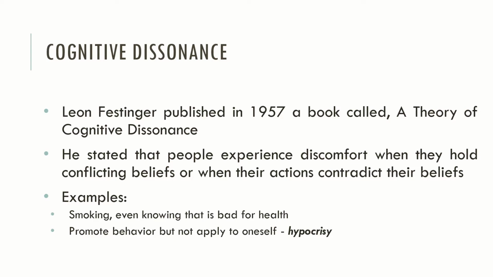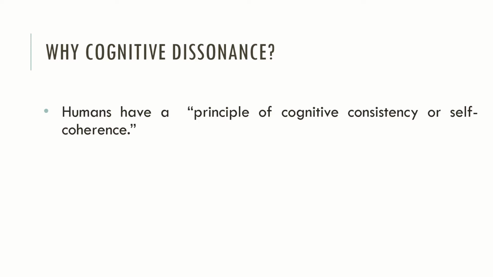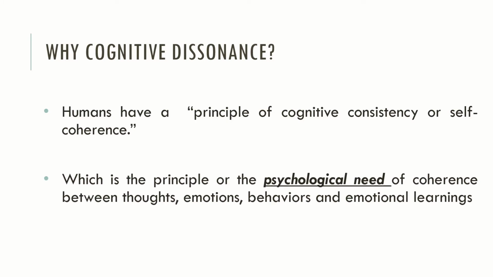So, why do people have cognitive dissonance? Because humans have a principle of cognitive consistency or self-coherence, which is a psychological need, and we can talk about this in the future, the psychological need of coherence between thoughts, emotions, behavior, and emotional past learnings. If we have this principle and we have contradictory beliefs, we tend to experience discomfort that stems from these contradictory positions or two oppositional beliefs. So, as you are seeing, humans tend to experience different levels of discomfort due to discrepancies between beliefs, thoughts, emotions, and behaviors. And humans are driven by the coherence principle or the psychological need that is defined as self-coherence.